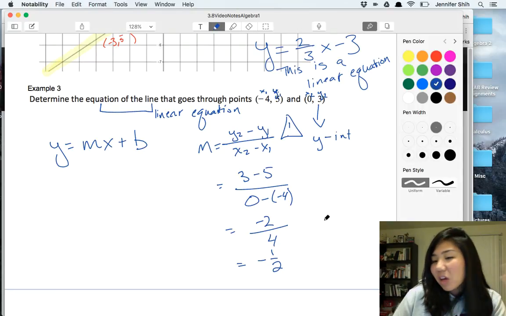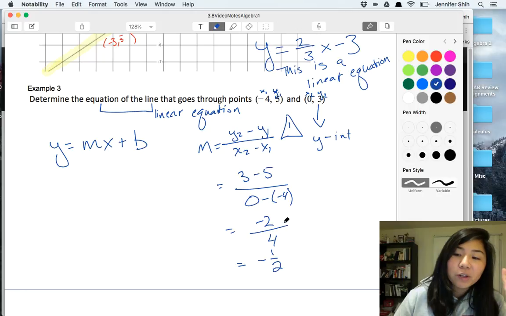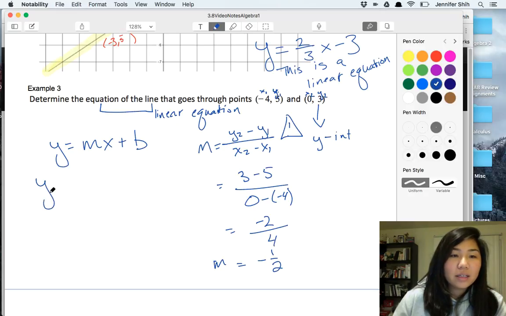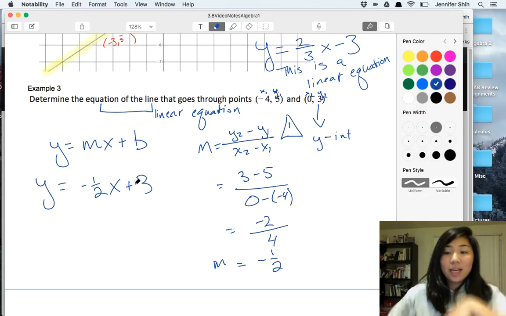Do you have to simplify? No. Do most people prefer it? Yes. Okay, this is m. All this is equal to m. Thus, I have something equals x plus something. My m is -1/2. I got that from here. And my y-intercept is 3.